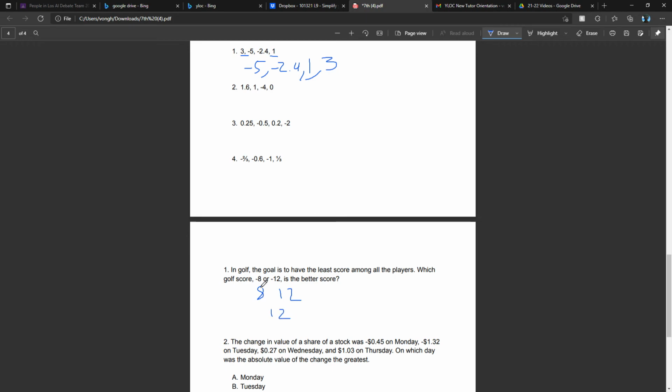12 would be, but since it's negative, it would be the opposite. So the greater the number, the less it is on the negative side. So since 12 is greater than 8 on the positive side, it would be less than 8 on the negative side. That's how you can think of it. And we're trying to find the least score among all the players, and that would be -12.